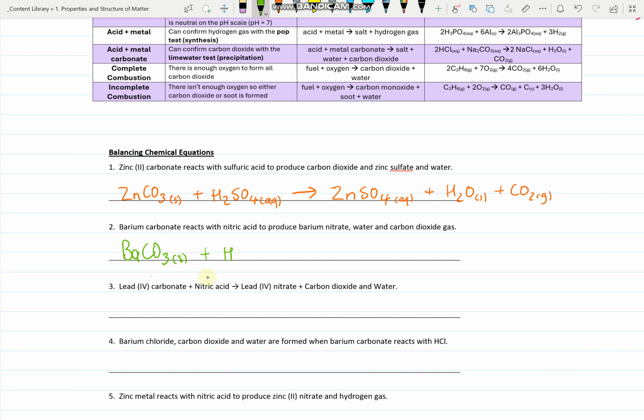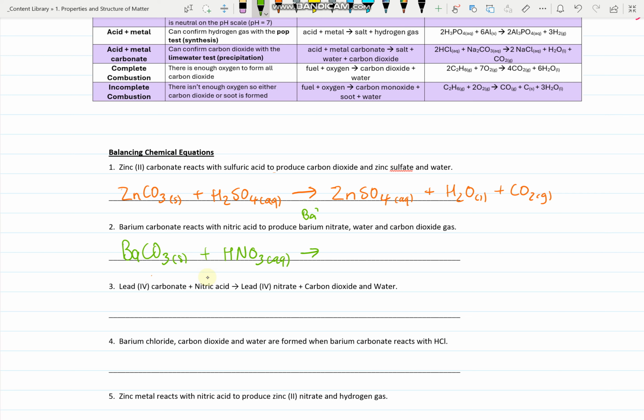We're going to go nitric acid. All that's changed this time is the acid. It's going to make barium nitrate. You didn't need to be told that. And I might pause here. Barium nitrate, I think, is the first time that we're going to encounter writing chemical formula with brackets.